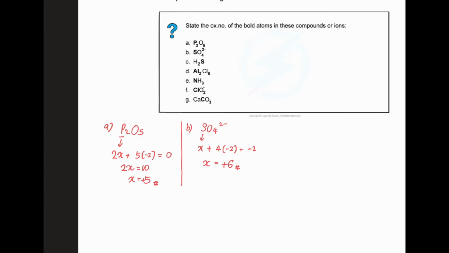Okay, I will write down the answers here. This is -2, this is +3, nitrogen is -3, this is +3, and this is +4. So no problem, you managed to make it. Now let's move on.